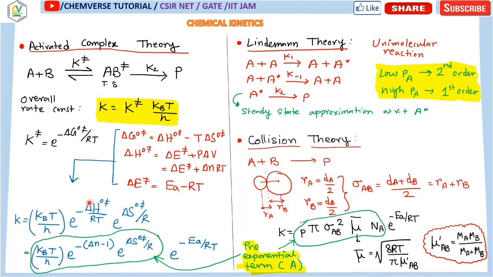Over there I discussed the detailed derivation of this activated complex theory and how to determine the overall rate constant value. So I discussed it there. Over here you can find that this term is a pre-exponential term, so it is nothing but comparable to the pre-exponential term from the collision theory. Now collision theory is a little bit different from activated complex theory.